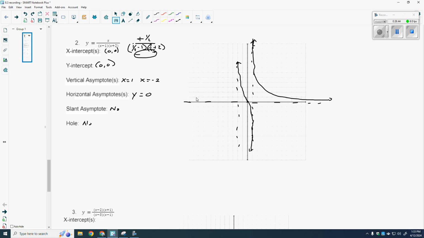Unless the factor that gives me the vertical asymptote is squared. Had this x plus 1 been squared, then my graph would stay on the same side of the asymptote. But it doesn't. In this case, since my factors are not squared, if it goes to positive infinity on this side, it'll go to negative infinity on this side.